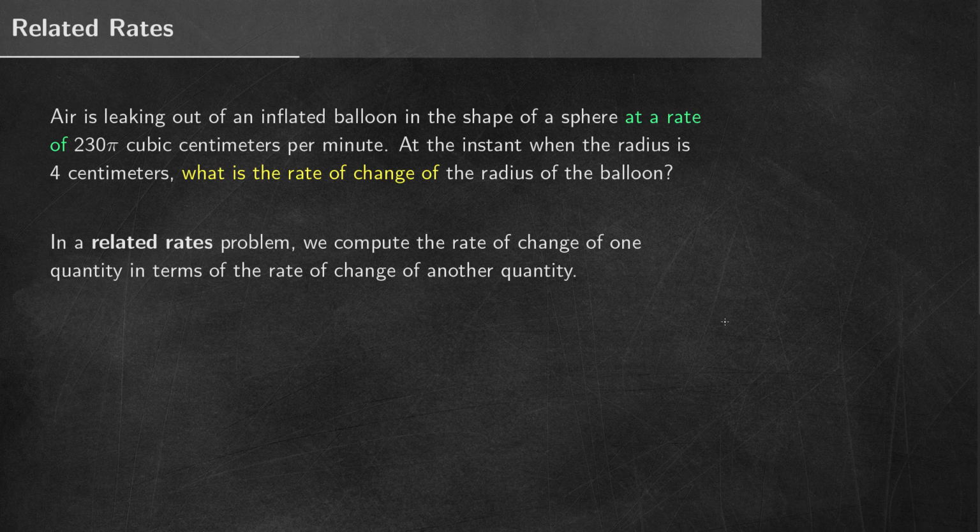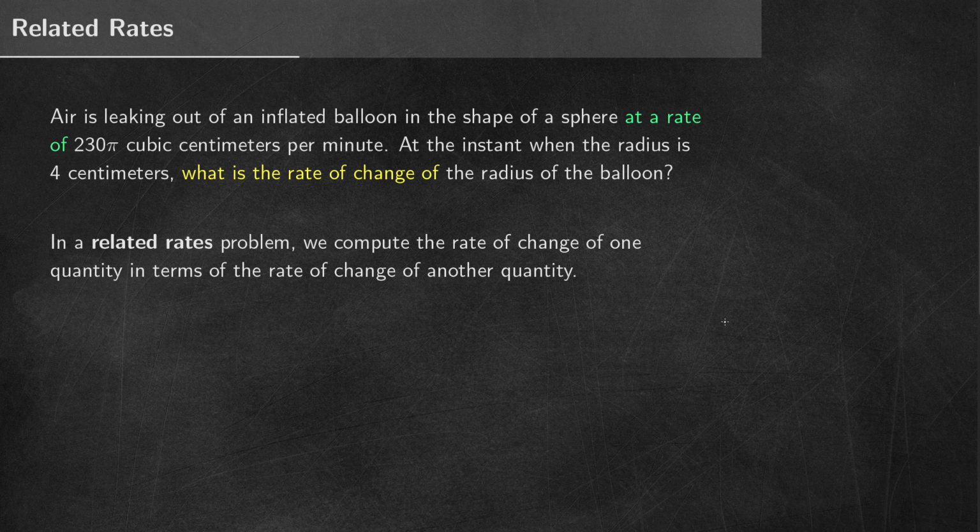So let's read this problem one more time. Air is leaking out of an inflated balloon in the shape of a sphere. So we have a sphere. Since air is leaking out, our sphere is getting smaller. If our sphere is getting smaller, several things are changing. The volume is changing, right? The volume's getting smaller. And the radius is also changing. The radius is getting smaller. The surface area is getting smaller as well.